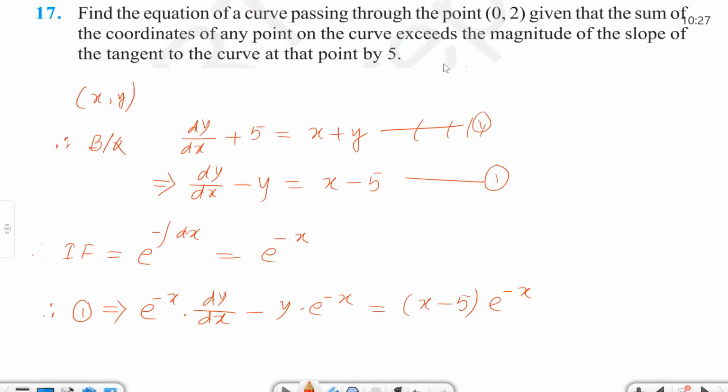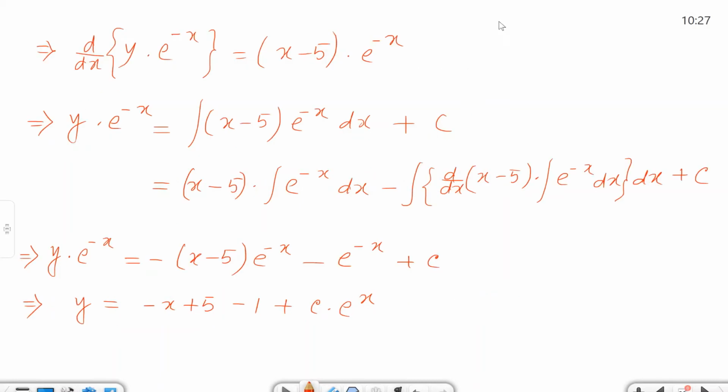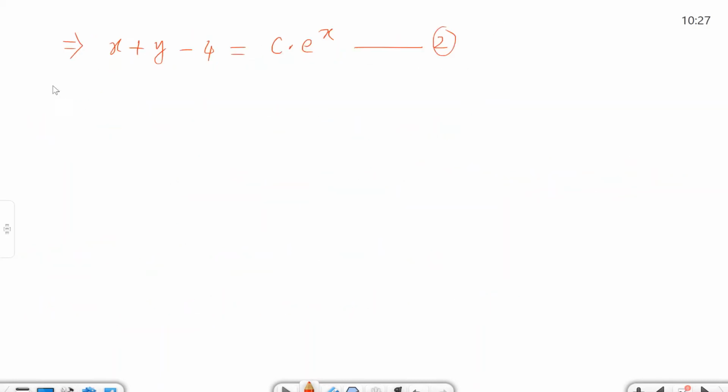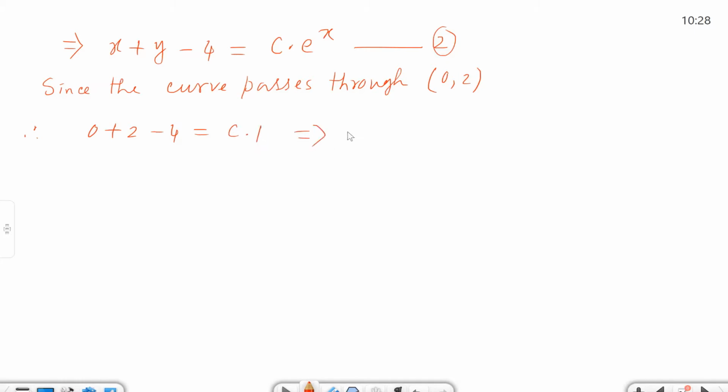Now come to the condition of the problem. Since the curve is passing through the point (0, 2), I should write here: since the curve passes through the point (0, 2), therefore putting x as 0 and y as 2: 0 plus 2 minus 4 is equal to c into e to the power 0, which is 1, and that implies c is equal to minus 2. C is equal to minus 2.